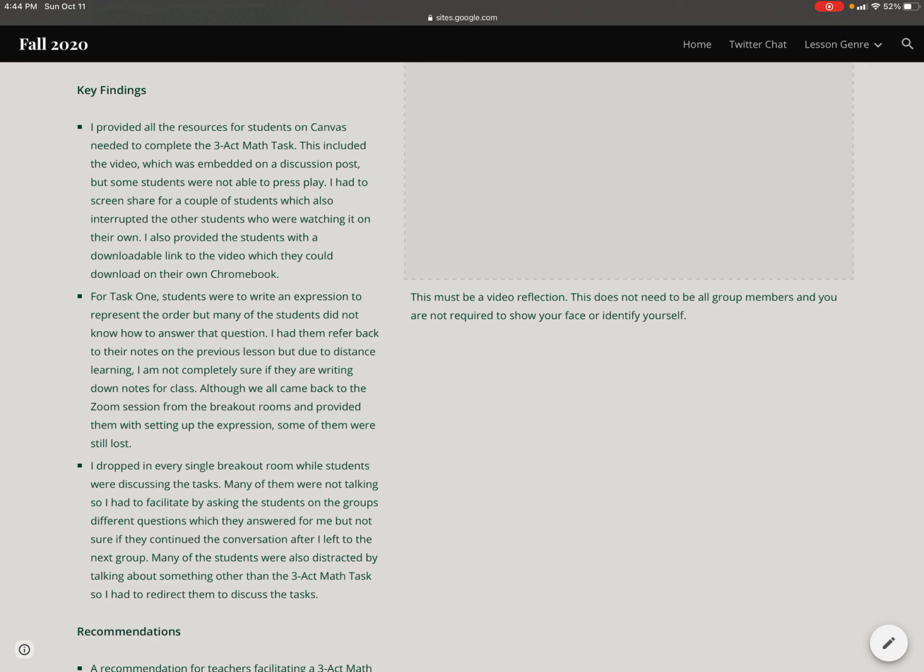to the next group. Many of the students were also distracted by talking about something other than the 3-act math task, so I had to redirect them to discuss the tasks. A lot of them were distracted and talking about something completely different, like video games or something else.